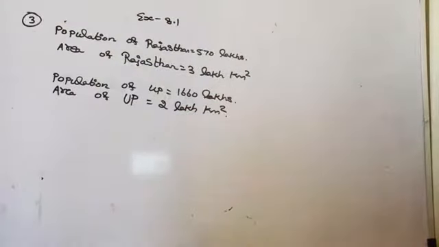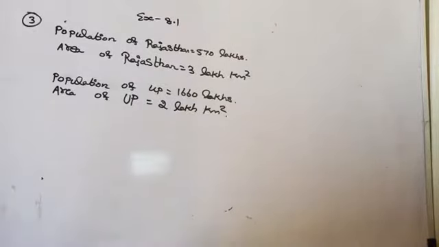First question: how many people are there per kilometer square in both the states? Then the second part: which state is less populated? Are you getting here? So these are the given things: population of Rajasthan is 570 lakhs and area is 3 lakh kilometer square, population of UP is 1660 lakhs and area of UP is 2 lakh kilometer square. Now the question is, how many people are there in one kilometer square in both the states?